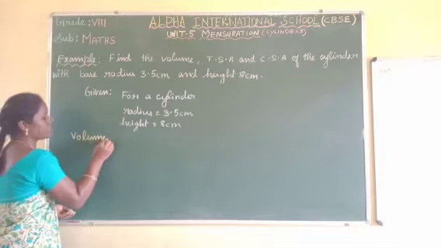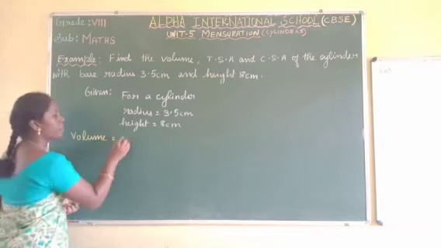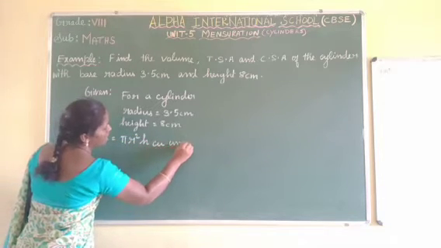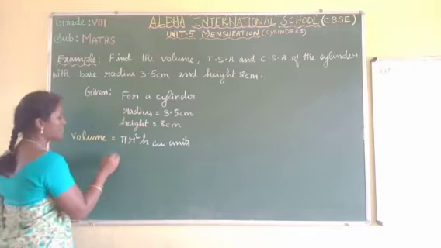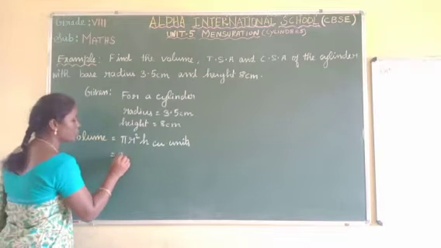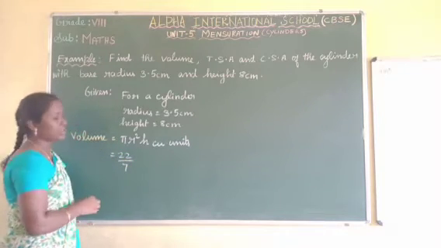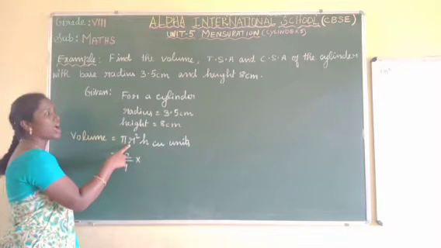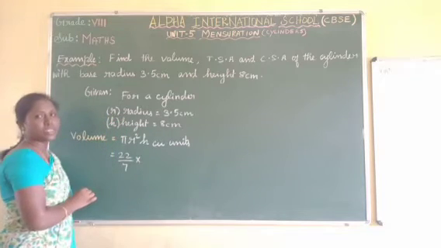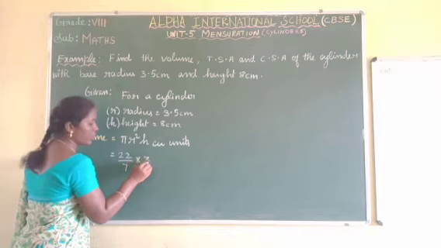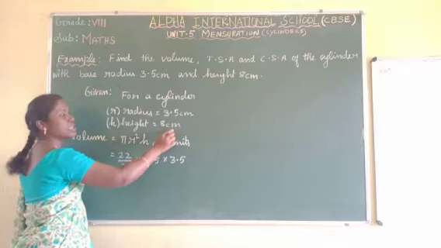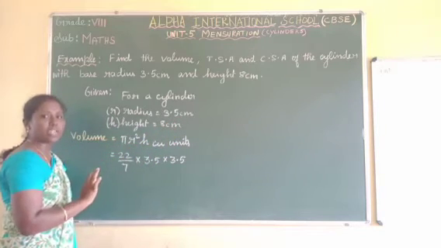Volume of the cylinder is equal to, what is the formula to find the volume? Pi r square h, cubic units. For pi we know the standard value to use, that is 22 by 7. So substitute the value of pi, 22 by 7, into r, which represents the radius of the base, and h represents the height of the cylinder. What is r here? 3.5 into 3.5. Before going to the calculation, check whether both are in the same units. Both are in centimeter only, so we start the calculation.